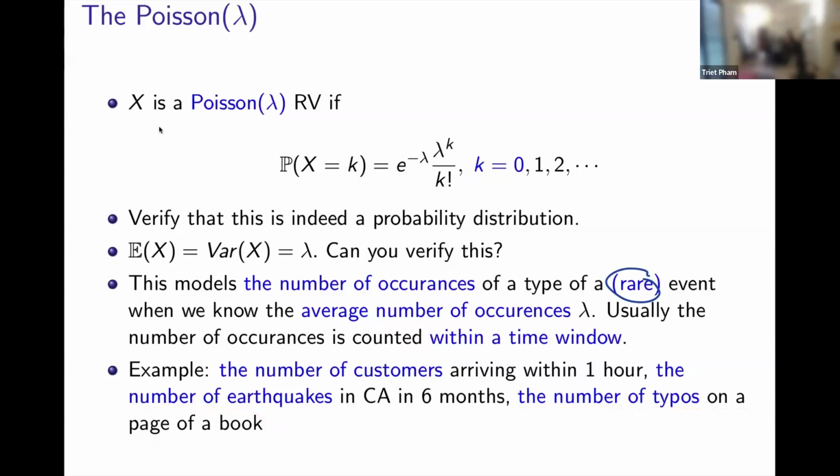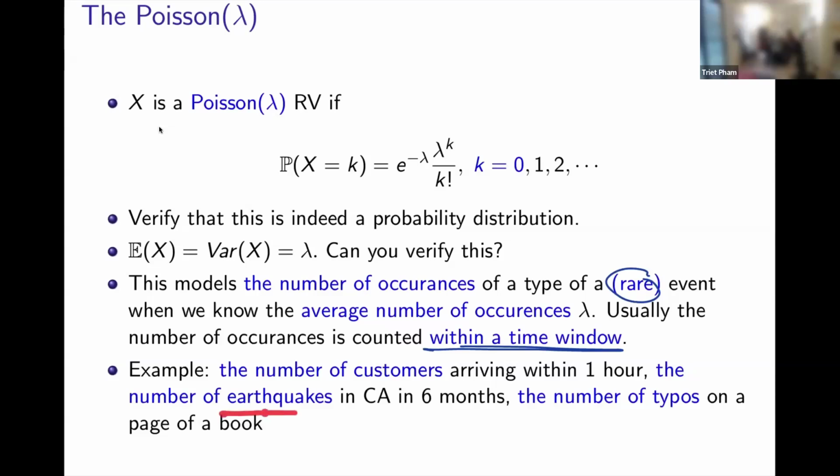They all have in common, first, an integer, the number of occurrences. Second, they all occur within a time window. Very important: you have to specify the time window. The third, which is really a modeling aspect here, is that if you use the Poisson to model it, then what you're committed to is that there's no upper bound on the number of events that can happen.